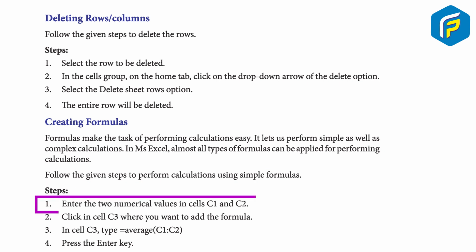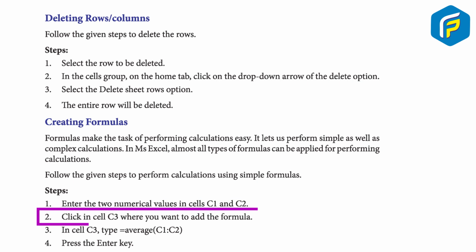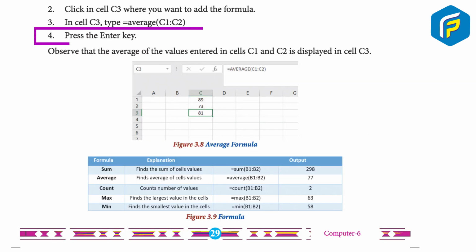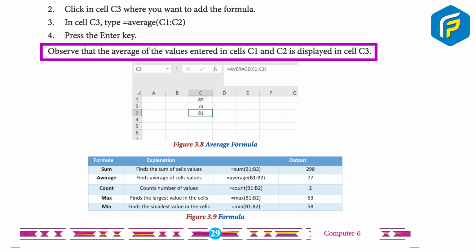Steps: 1. Enter the two numerical values in cells C1 and C2. 2. Click in cell C3 where you want to add the formula. 3. In cell C3, type =AVERAGE(C1:C2). 4. Press the Enter key. Observe that the average of the values entered in cells C1 and C2 is displayed in cell C3.